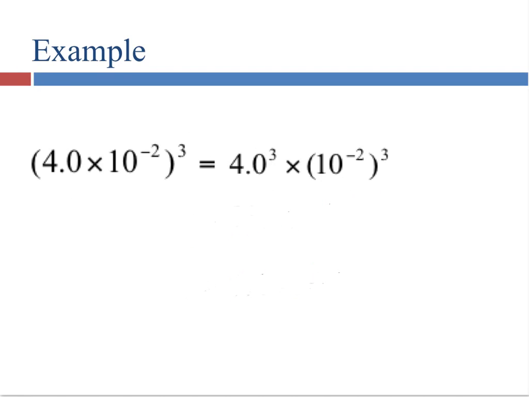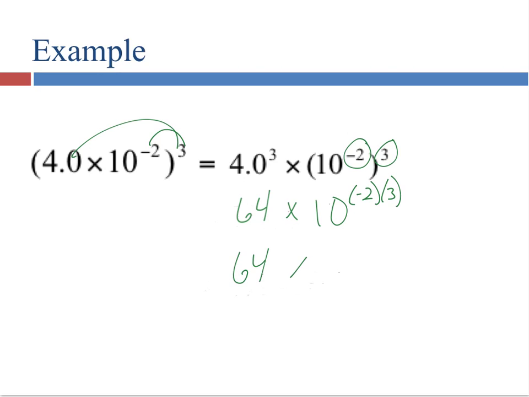So that's our answer. In this case, we're raising a scientific notation problem to the third power. So we're going to raise each part to the third power. It's going to be applied to each part. Now 4 to the third power is 4 times 4 times 4, which is 64. And when you raise a power to a power, you multiply them. So this is times 10 to the negative 2 times 3. So this is 64 times 10 to the negative 6.